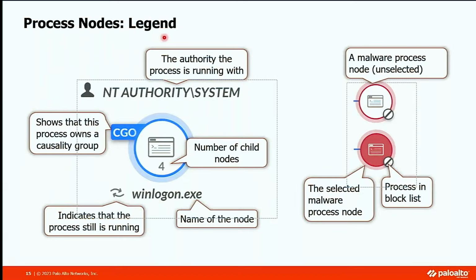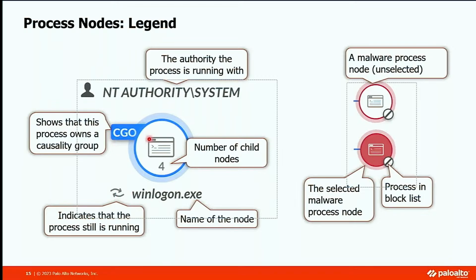And here we're showing you the legend for our process nodes. So here we're seeing a process node, and we're showing you the process name and an icon to indicate that the process is still running. Sometimes we don't get this right. Maybe the process has been terminated since we stitched this alert. So this is not always correct. But anyway, that's to show the process is running.